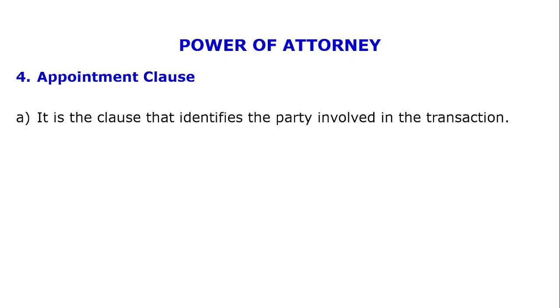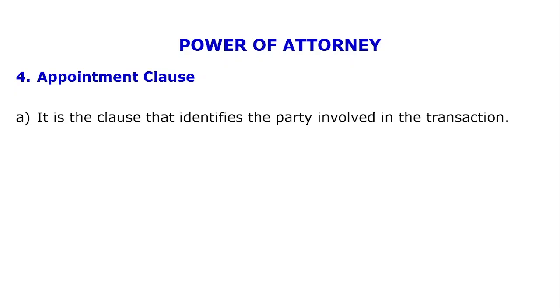Let's move on to the next clause, which is the appointment clause. And this is very simple and straightforward. The appointment clause is to show who has been appointed. Like the name implies, appointment clause. Does that not capture the entire purpose of power of attorney? Is it not to appoint a donee to act on behalf of the donor? So the appointment clause, going further, helps to identify the party involved in the transaction.